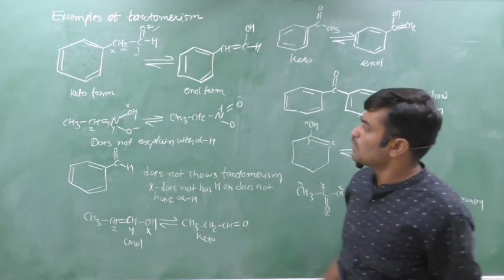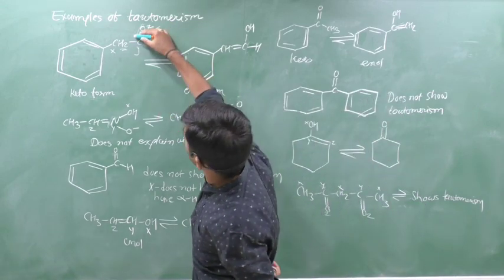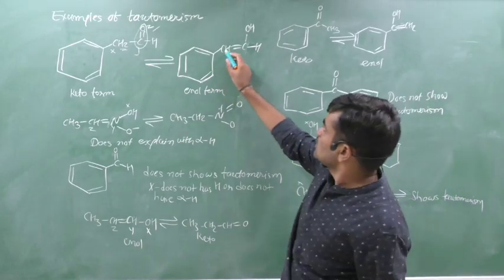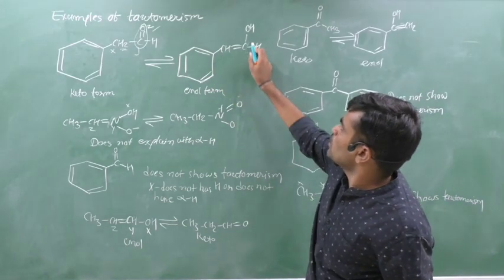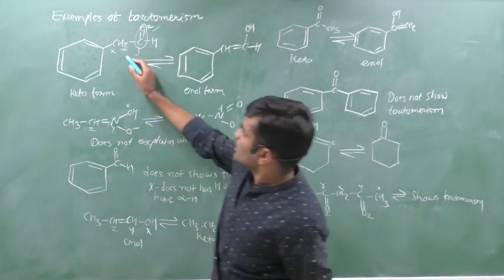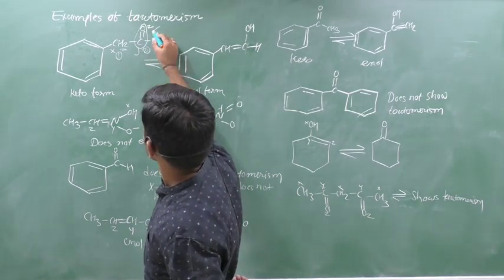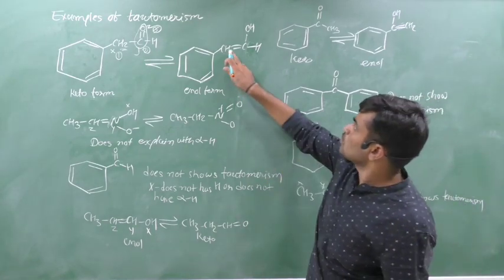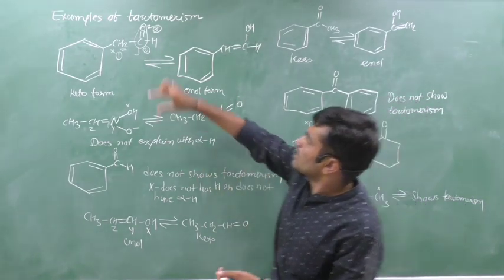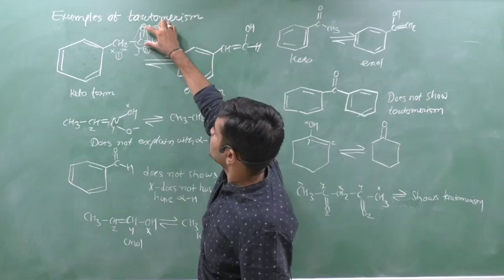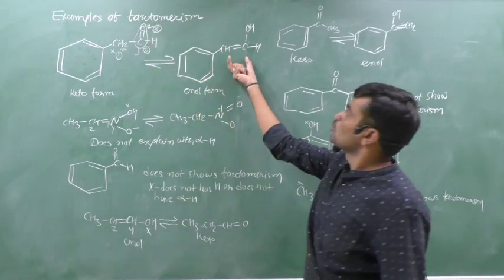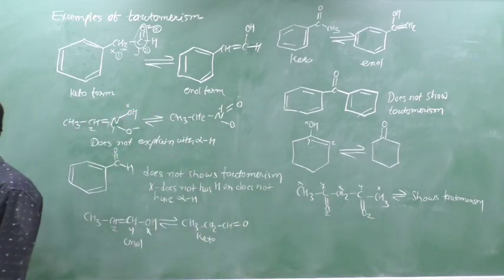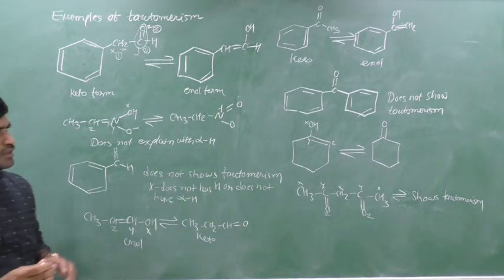Then we can draw the other form. Yes, it is the keto form. We can draw the enol form: benzene ring, CH double bond C, OH, H, because we can transfer hydrogen from the first position to the third position, and we can transfer the double bond from 2, 3 to 1, 2. This is the enol form of this compound. This compound shows tautomerism. Next one.